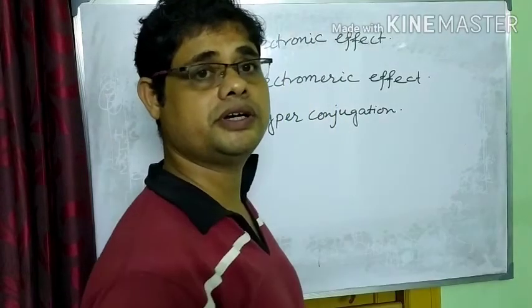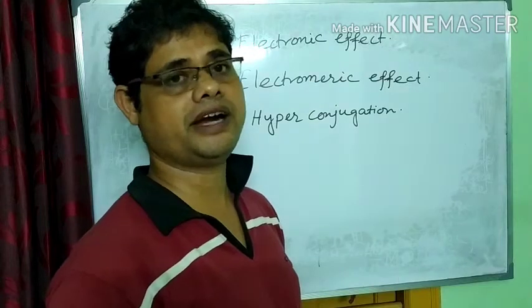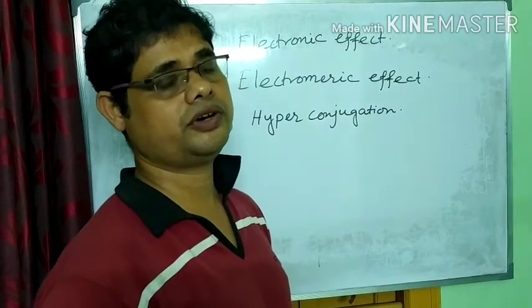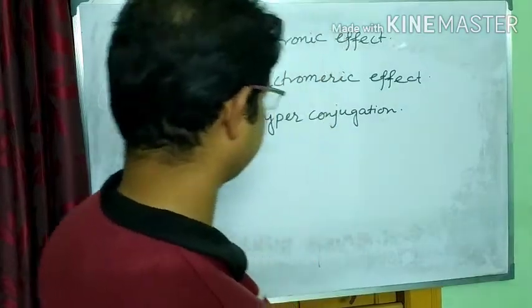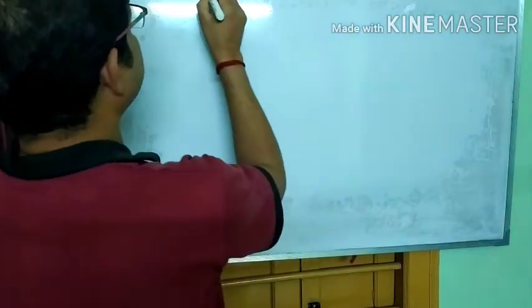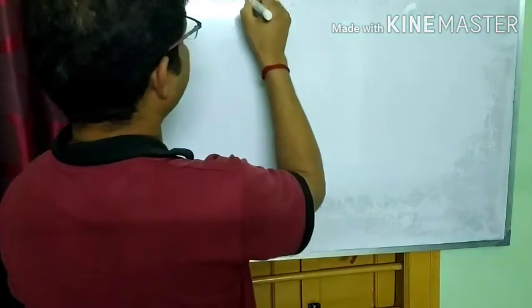Hello, in this video we will study the fourth electronic effect, that is electromagnetic effect, and the fifth electronic effect, that is hyperconjugation. The fourth electronic effect, that is electromagnetic effect.